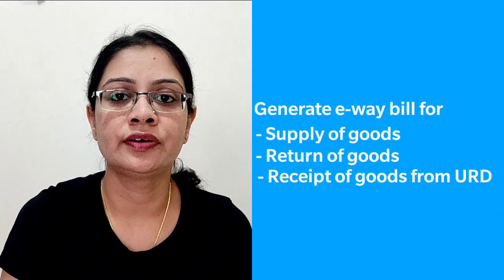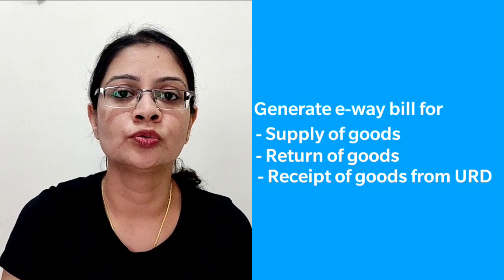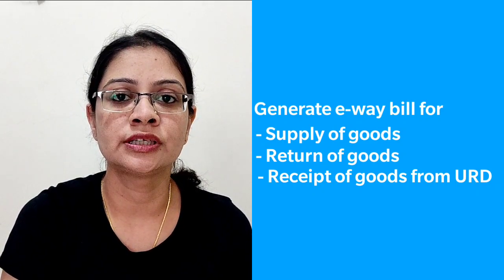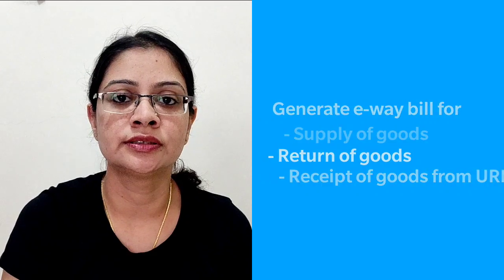You need to generate an Eway bill when you make a supply of goods or where goods are returned to you or where you receive goods from a person who is not registered under the GST law. Supply can be a supply by way of sale or it can be a transport from one branch to another branch. Supply also includes a barter or an exchange of goods.